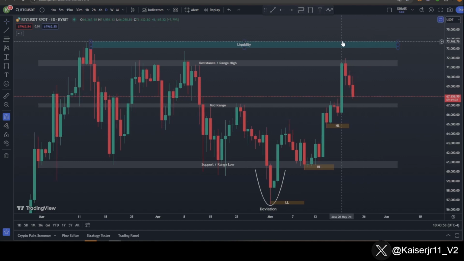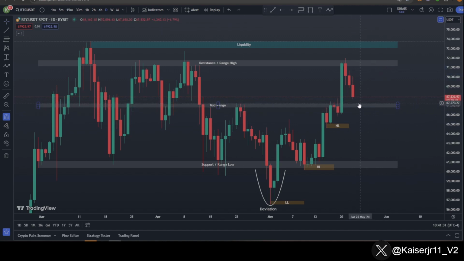So this is what I want to see now, if we keep dumping, all right? It's okay. If we touch this resistance zone and hold it, we need to hold this. Or even if we make something like this, I want to see the same thing happen that happened here, a big bounce, a retest, and then, bam, we are at resistance, range high again. So this is what I want to see.